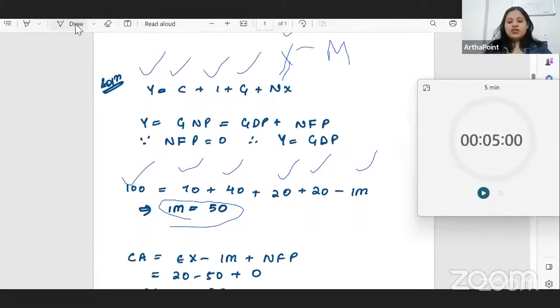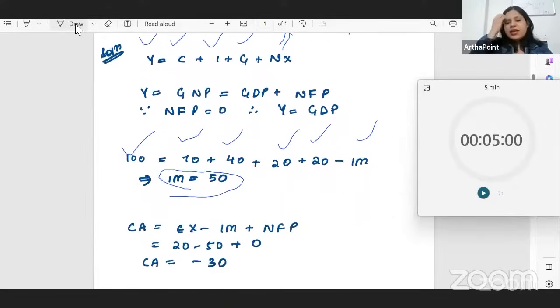Now, let us move one step ahead. The next thing that I'm using is the current account. Current account is export minus import. Simple. So now I know that export is 20 and import is 50. What will be your current account? Current account will be minus 30. So now we have got that current account, which is export minus import, should be minus 30.